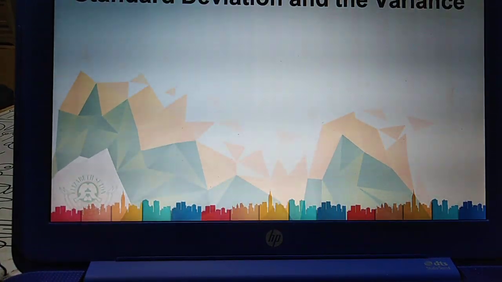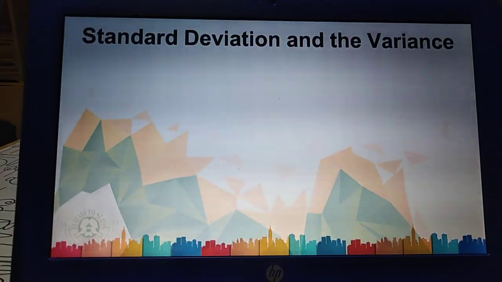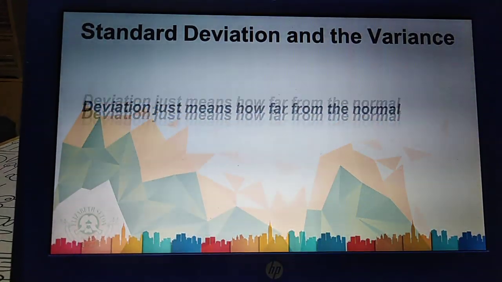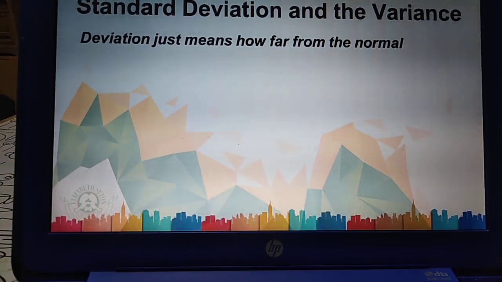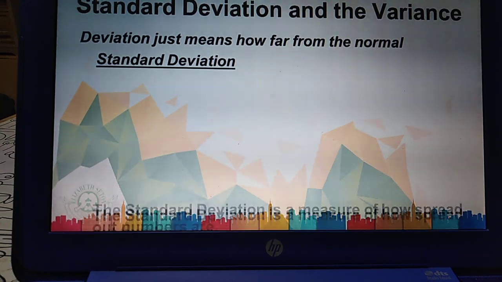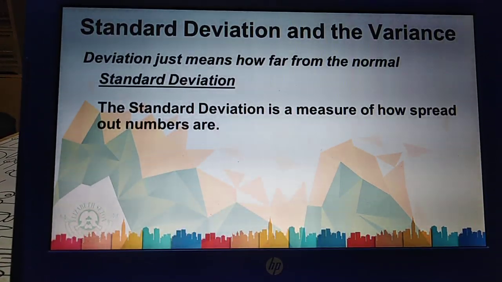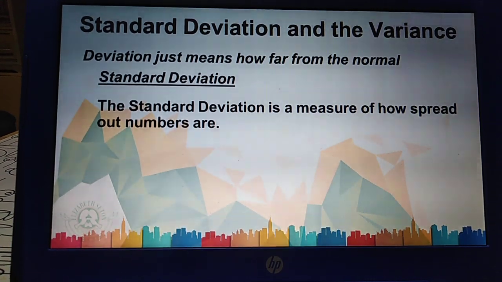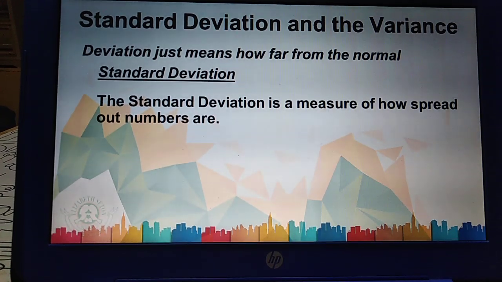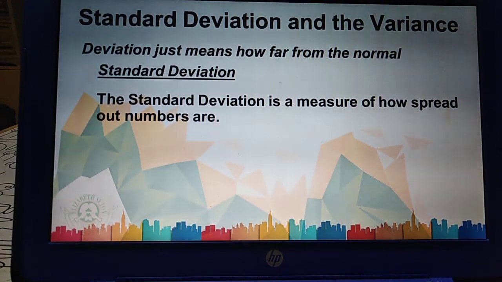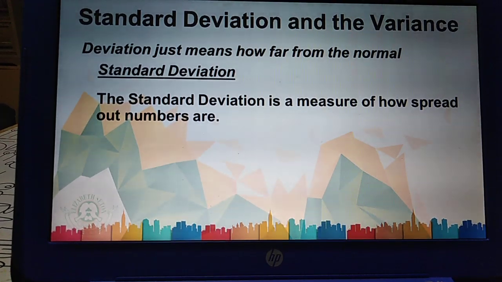Okay, let us now look at the standard deviation and the variance. Deviation just means how far from the normal. The standard deviation is a measure of how spread out the numbers are. How far away are the values that you have? When you say spread of the numbers, how far away are the values of the numbers from each other?